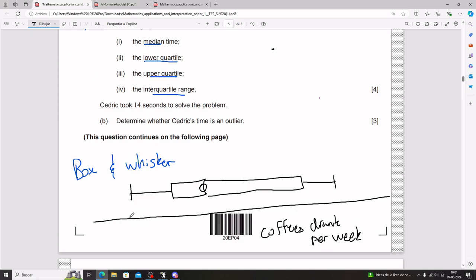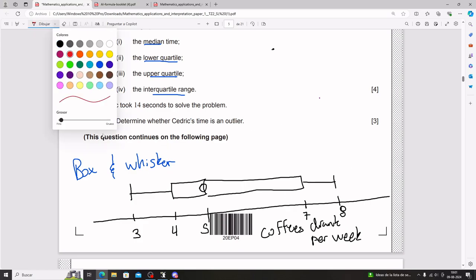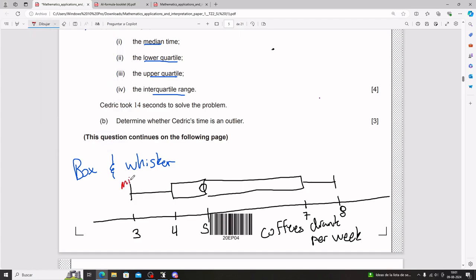Over here we can have, I don't know, 3 coffees drunk per week. Here we can have 4, this can be 5. Here we have a big jump over to like 7, and then over here's 8. I'm just making these numbers up. The important part is the visual part. So in the box and whisker plot, over here you have what we call the minimum. Of the students I'm surveying, they drink at least 3 coffees per week.